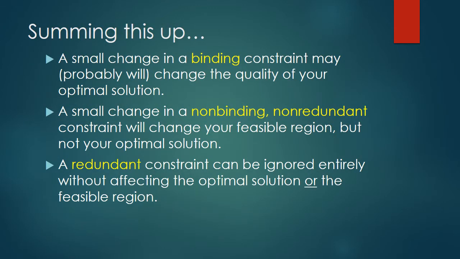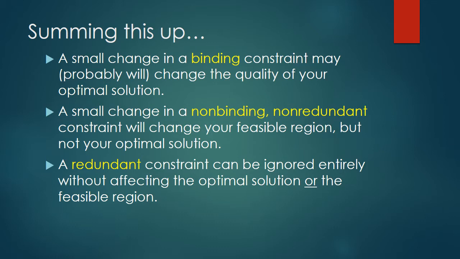So, if you're trying to figure out what constraints to focus on, maybe you can make them a little easier to satisfy, for example, it's the binding ones that you care about. Changing the binding constraint may, and probably will, change the quality of your optimal solution. If you change a non-binding, non-redundant constraint, you will change the feasible region, but you won't change your optimal solution. A redundant constraint is even more irrelevant.